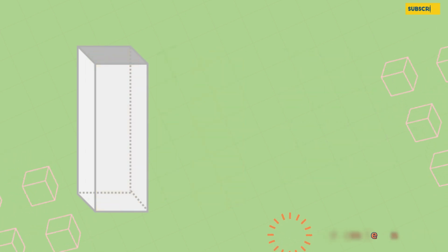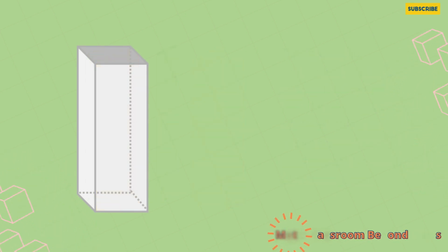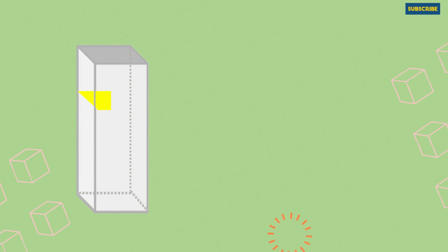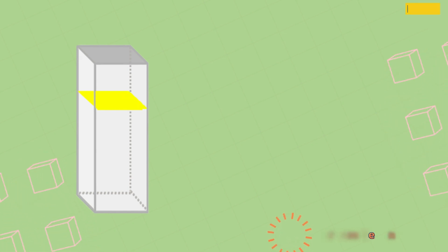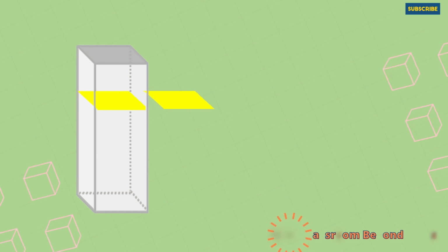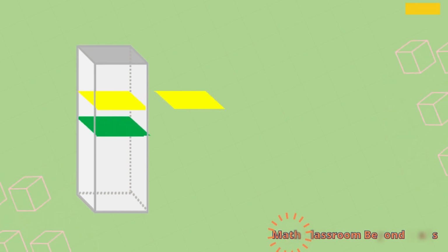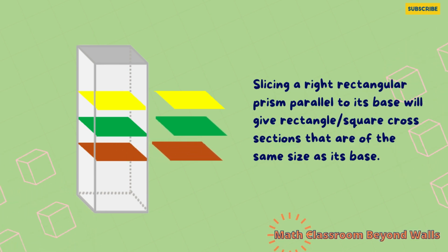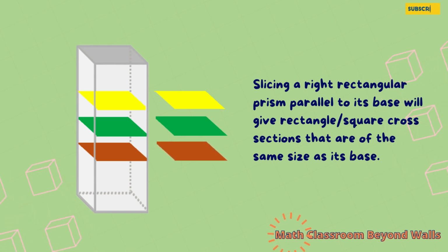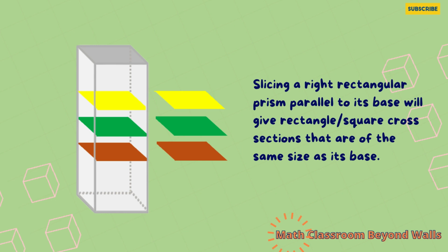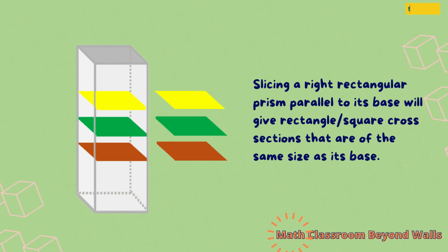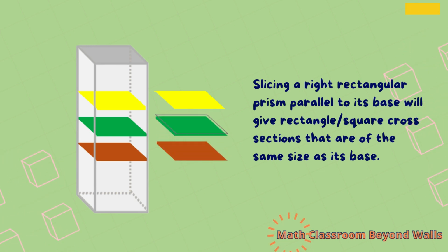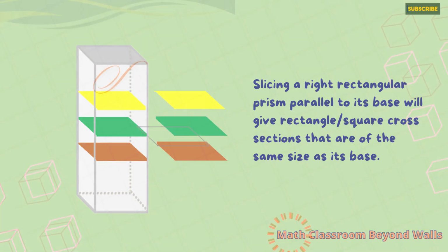Now, how about slicing it parallel to its base? What shapes will its cross-section be? Let's go and find out. There you are, learners. Slicing a right rectangular prism parallel to its base will give rectangle or square cross-sections that are of the same size as its base. I hope you were able to follow, learners.